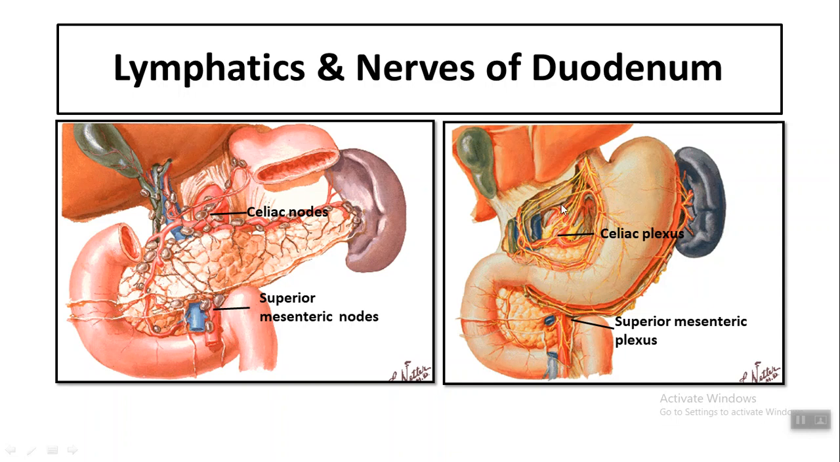Also the nerve supply: the upper part of the duodenum is supplied from branches from the celiac plexus, while the lower part from the site of the entrance of the bile duct and lower down is supplied by branches from the superior mesenteric plexus.